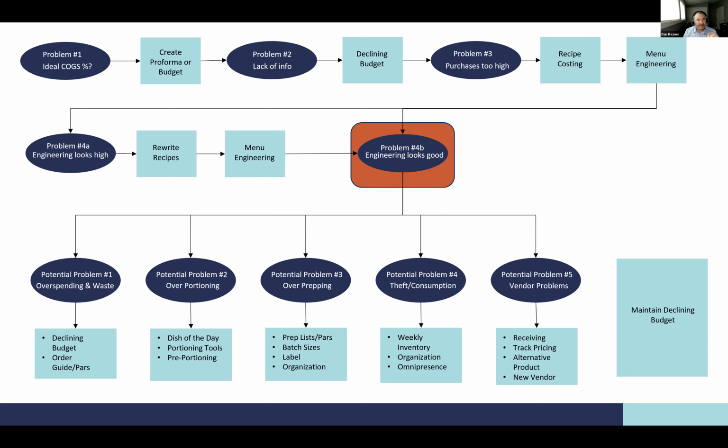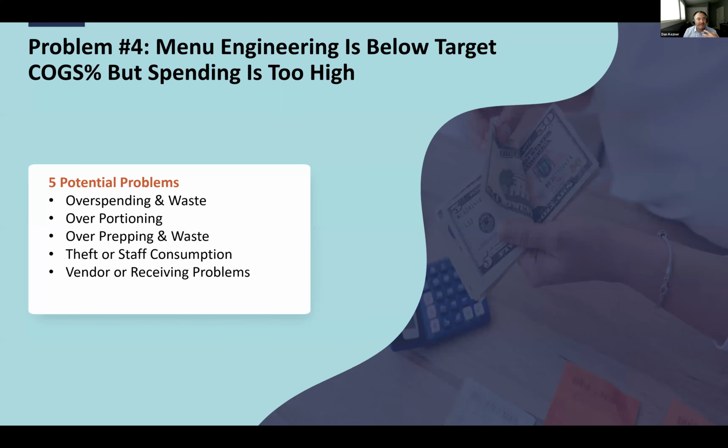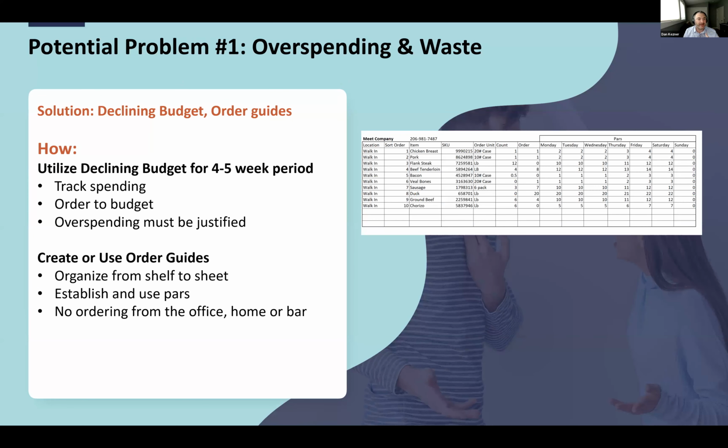So if our engineering looks good, but either our purchases or our cost of goods are too high, then we can look at 5 different problems. We have overspending and waste, overportioning, over prepping and the waste from that, theft or staff consumption, which also includes giving away free food to guests, and then vendor and receiving problems. So let's dive into the first one, which is overspending and waste.